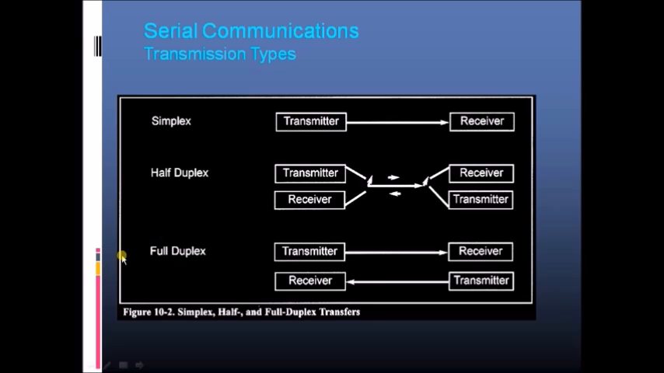The last one is full duplex communication. As you can see here, there are two independent channels. One is for transmission and the other is for receiving. As these two channels are independent, simultaneous transmission occurs in full duplex communication. The best examples are telephones and mobile phones. All these applications use full duplex transmission.